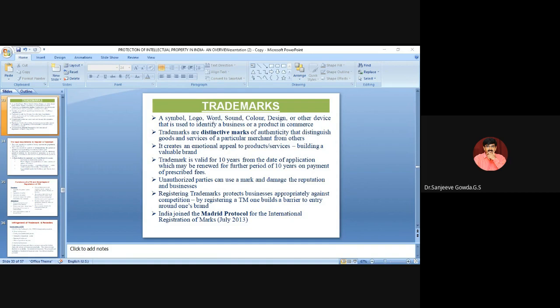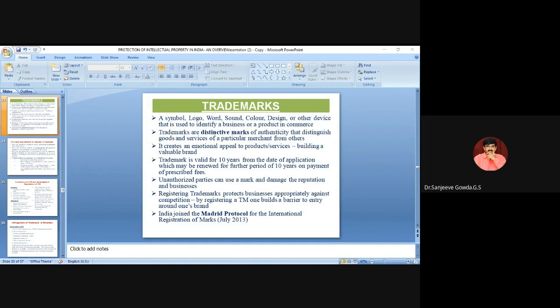You get an exclusive right to the use of the trademark in relation to the goods or services in respect of which the trademark is registered, and to obtain relief in respect of infringement, that is, misuse of the trademark by others. Definitely it is provided. Then there is the power to assign, I mean transfer, the trademark to others for consideration. So these are the advantages of the registration of the trademark.